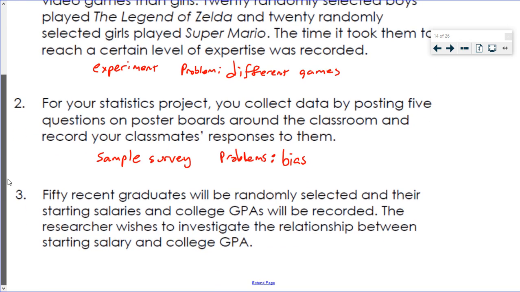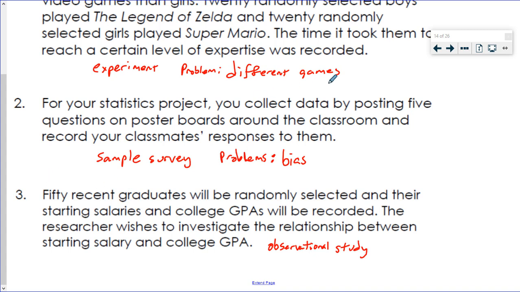All right. And finally, 50 recent graduates will be randomly selected, and their starting salaries and college GPAs will be recorded. The researcher wishes to investigate the relationship between starting salary and college GPA. This is an observational study. Why is it an observational study? Because the data already exists. Their starting salaries are what their starting salaries are. Their college GPAs are what their college GPAs already were. Guys, this is data that already exists and we're just observing it.